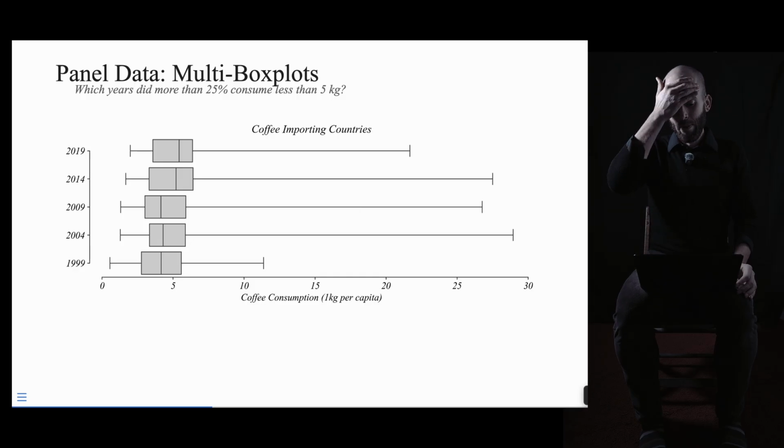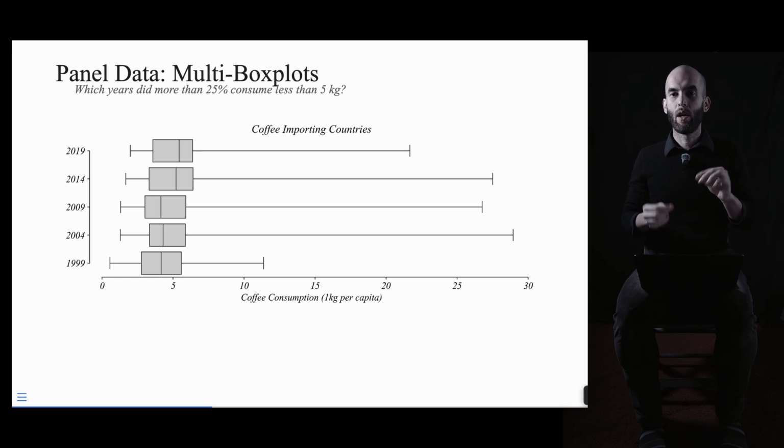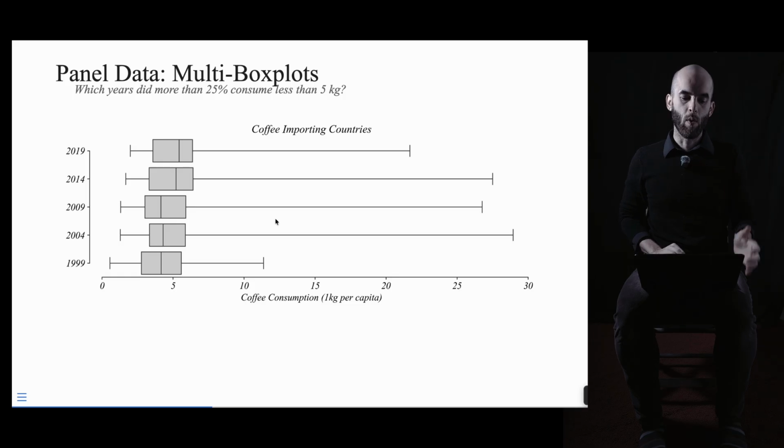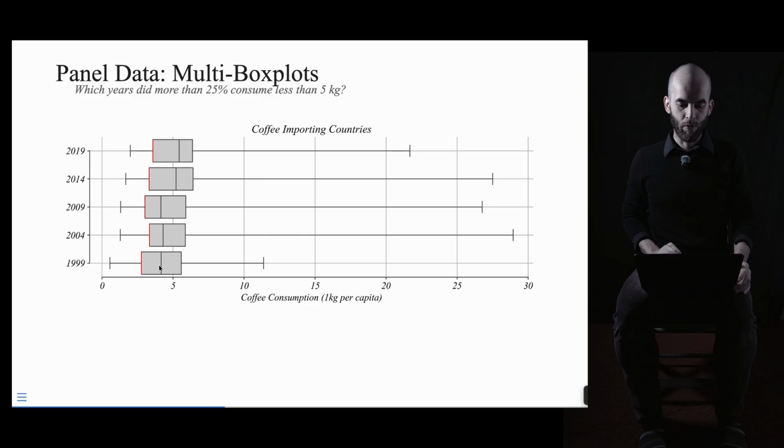But then maybe a little bit more challenging of a question, which years did more than 25% consume less than 5 kilograms per capita? So in this case, we're thinking about the 25th percentile, which is represented by the Q1, so the lower side of the box. And so we're just going to compare this to 5 kilograms per capita. And when did more than 25% consume less than 5 kilograms? Well, we just need the 25th percentile to be below the 5 kilogram line. So in this case, that's everyone.